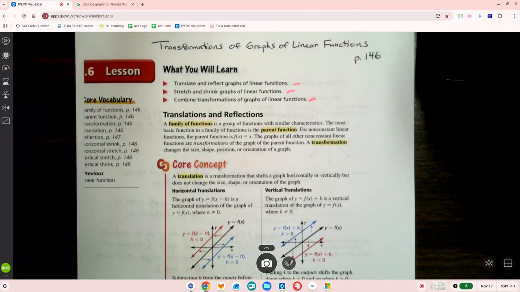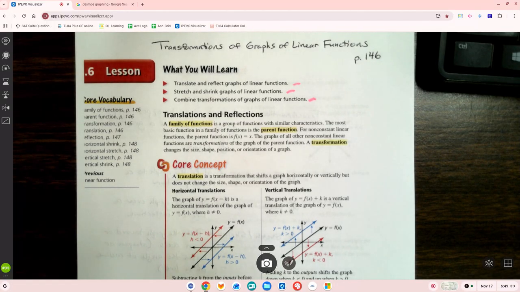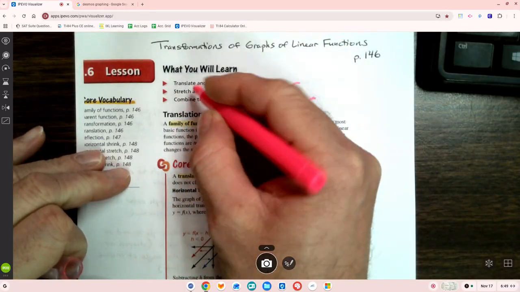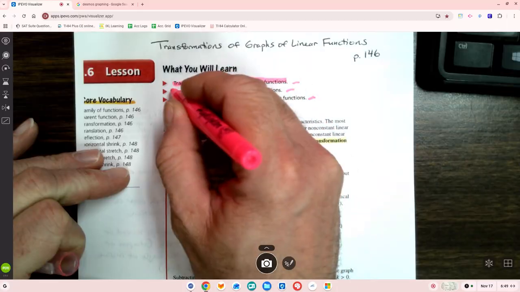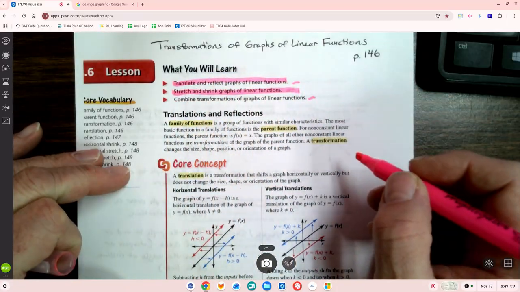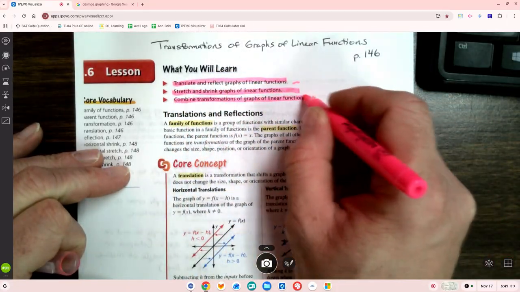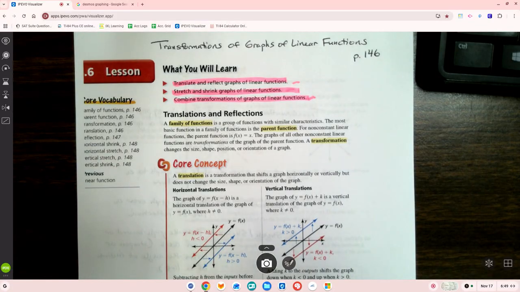This is lesson 3.6, transformations of graphs of linear functions. You should be on page 146 of your textbook. In this lesson, you're going to learn the following things. You're going to learn how to translate and reflect graphs of linear functions. You're going to learn how to stretch and shrink graphs of linear functions. And you're going to learn how to combine transformations of graphs of linear functions.